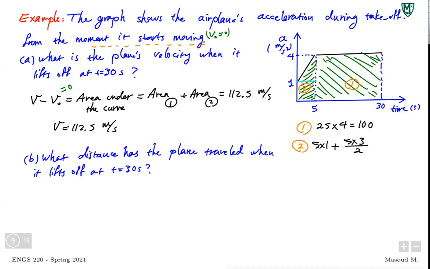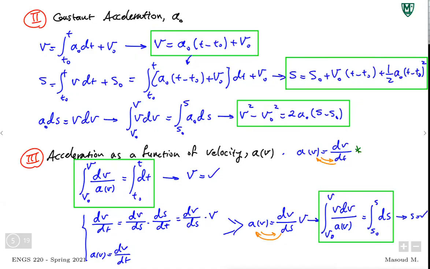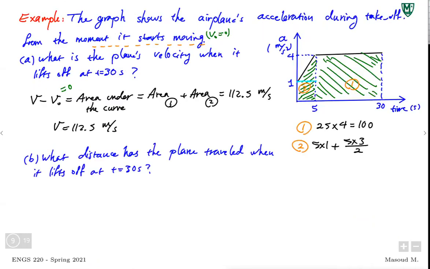Up to 5 seconds. At 5 seconds, now we're dealing with constant acceleration. If you go back to case 2, constant acceleration. So we have 2 of these in one problem. Acceleration as a function of time for the first 5 seconds, then constant acceleration for time from 5 to 30 seconds. So I'll deal with them separately. Part 1, from 0 to 5 seconds.